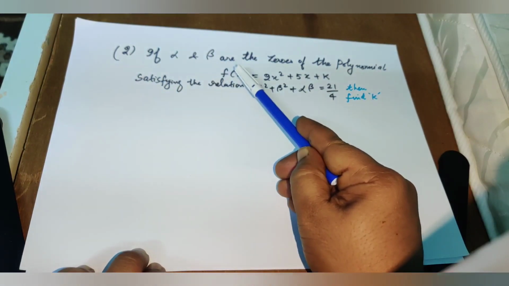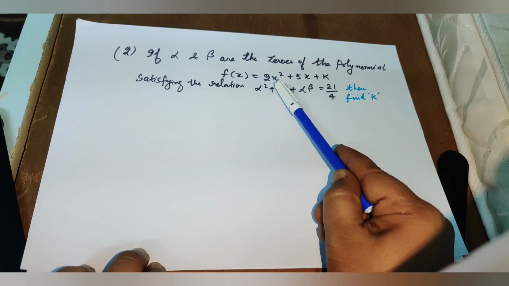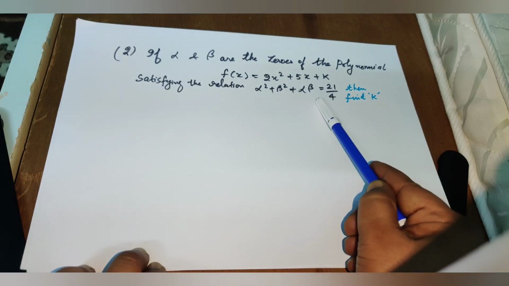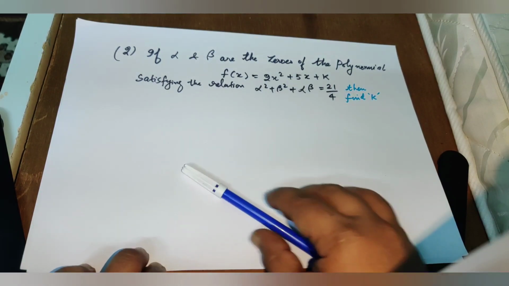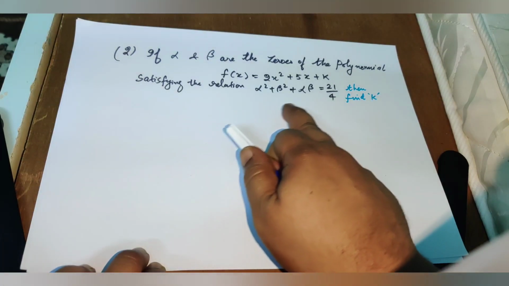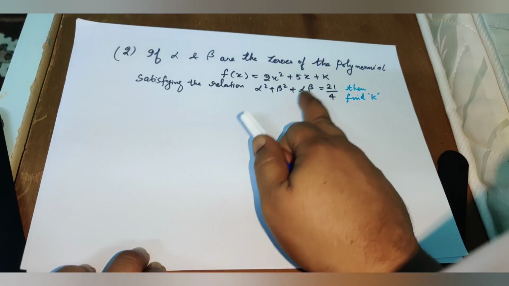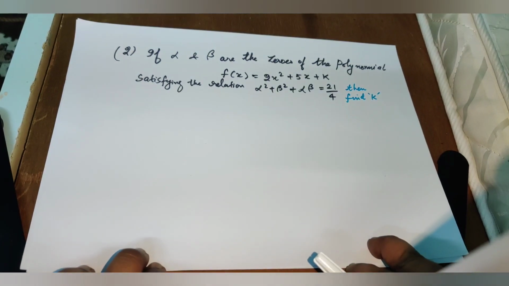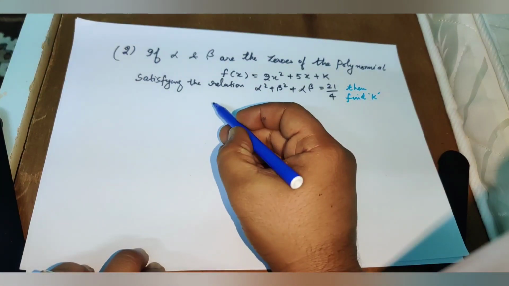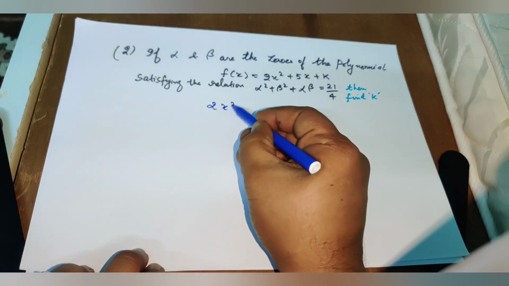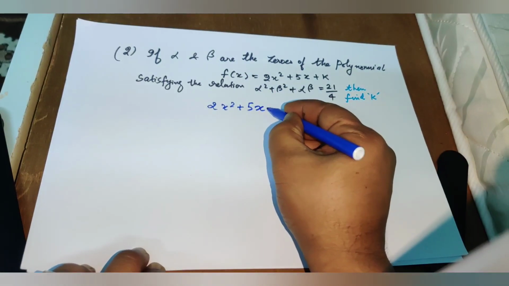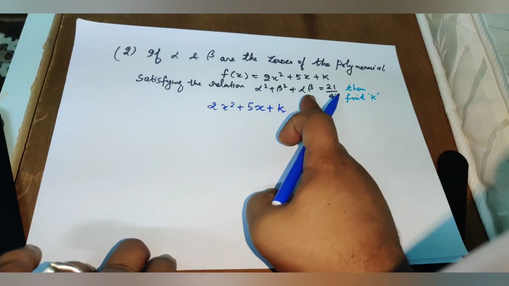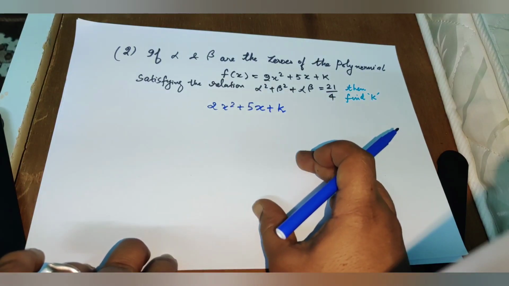If alpha and beta are the zeros of the polynomial f of x equal to 2x square plus 5x plus k, satisfying the relation alpha square plus beta square plus alpha beta equal to 21/4, then find the value of k. We are going to find the value of k, where the polynomial 2x square plus 5x plus k satisfies this relation. That is the question. The given polynomial is 2x square plus 5x plus k. Through that we are going to find alpha square plus beta square plus alpha beta, which is 21/4. We need to find the value of k.